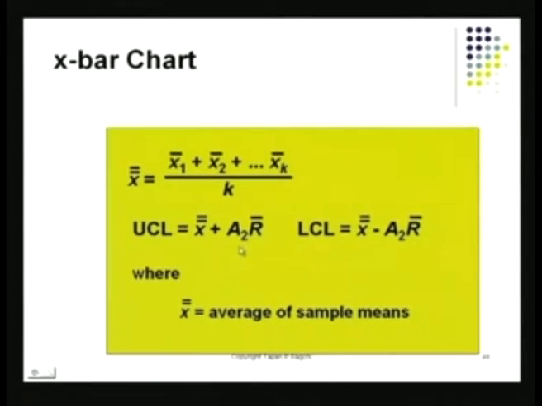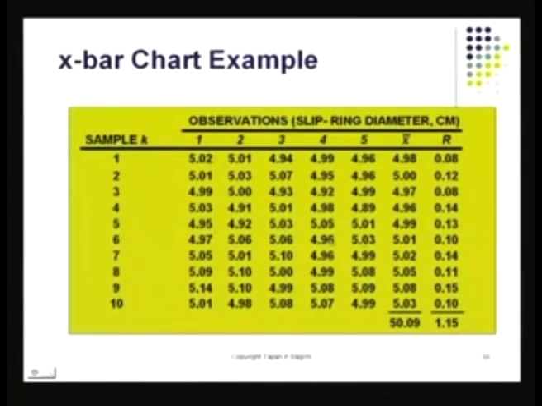So, what are the new quantities I've used here? K is of course the number of samples I've got to calculate my X double bar. R bar is again the average of the different R's that I calculated for the K samples that I took. A2 is a quantity that will depend on sample size, and I'm going to show you how to do that. Once I know those, I've got my UCL known and I've got my LCL known, and these can be clamped down right on the control chart.